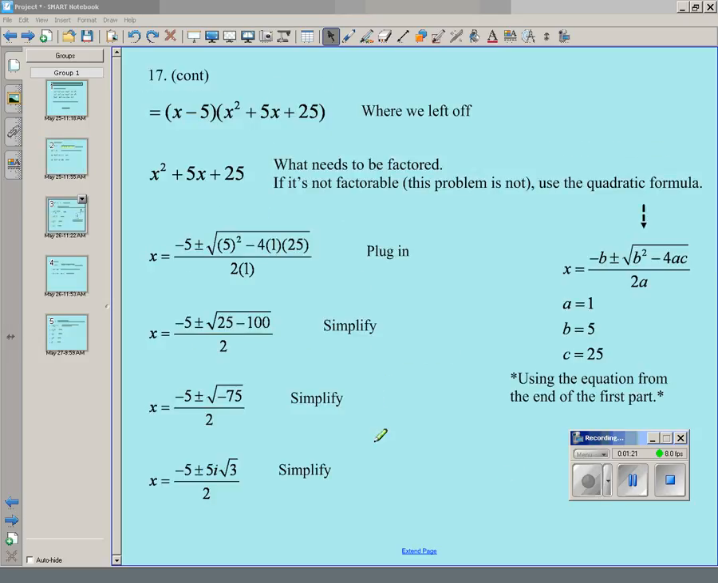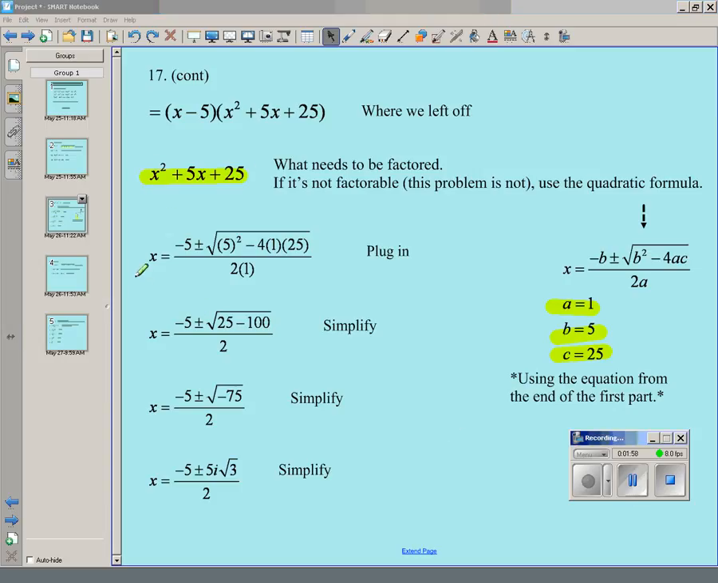From here we have to solve for x. We use the solution we found at the end of the last slide: x squared plus 5x plus 25. We check if this needs to be factored. If it's not factorable, which this problem isn't, we have to use the quadratic formula. We learned this in a couple chapters. In the quadratic formula, we're going to use A is 1, B equals 5, and C equals 25. It's from the solution we found at the end of the first slide.